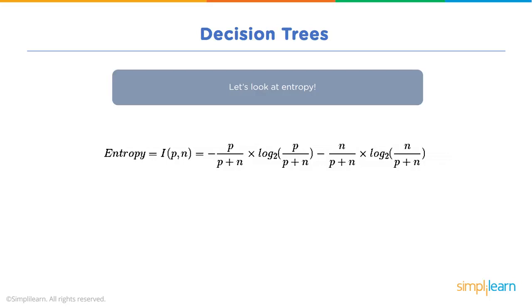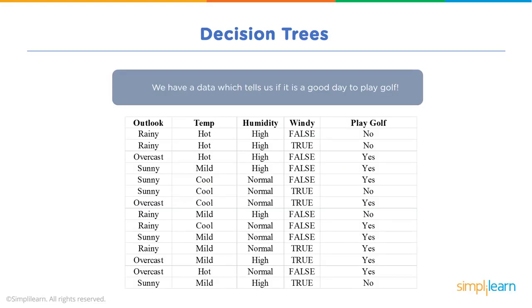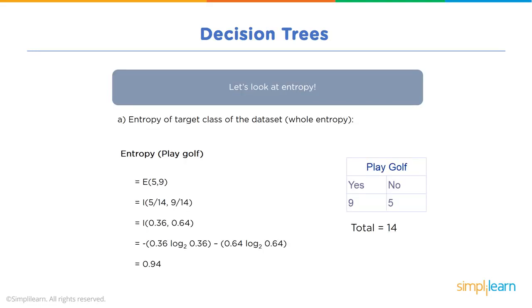But let's break that down and see what it actually looks like when we're computing that from the computer script side. Entropy of a target class of the data set is the whole entropy. So we have entropy of play golf. And if we go back to the data, you can simply count how many yeses and no's in our complete data set for playing golf days. In our complete set, we find we have 5 days we did not play golf and 9 days we did play golf. And so our I equals, if you add those together, 9 plus 5 is 14. So our I equals 5 over 14 and 9 over 14. That's our P and N values that we plug into that formula.